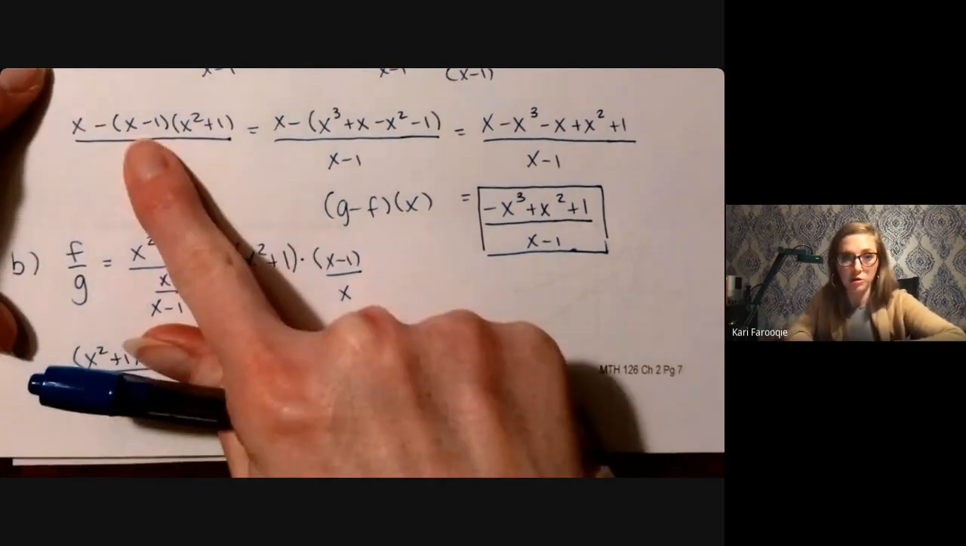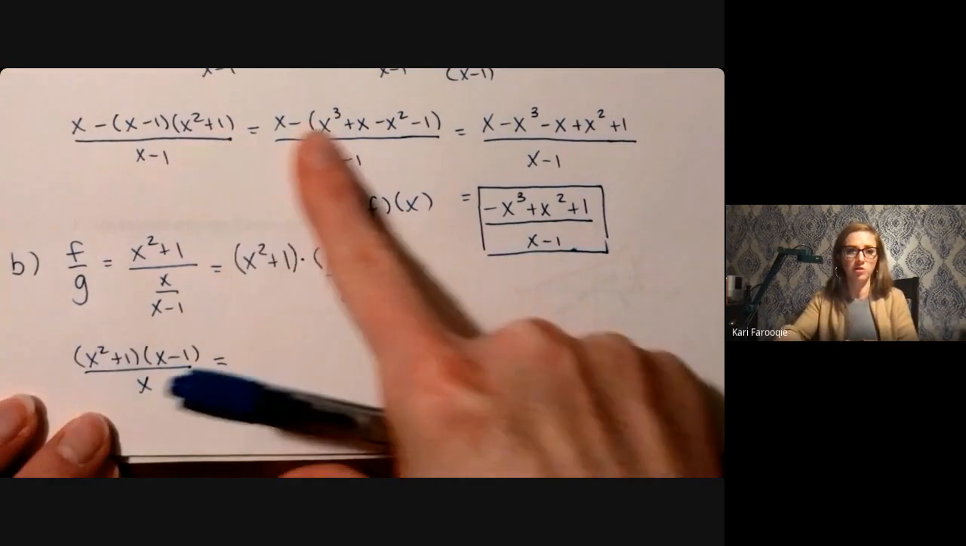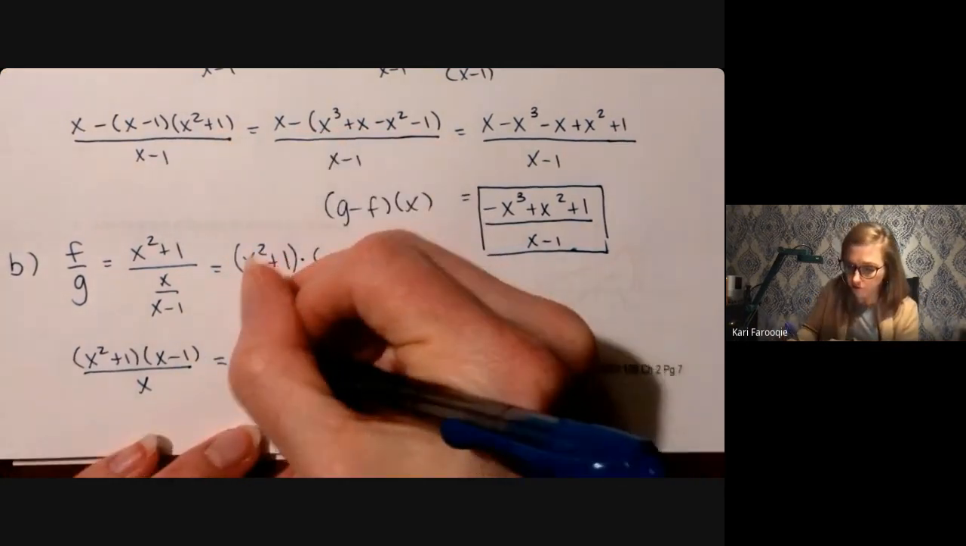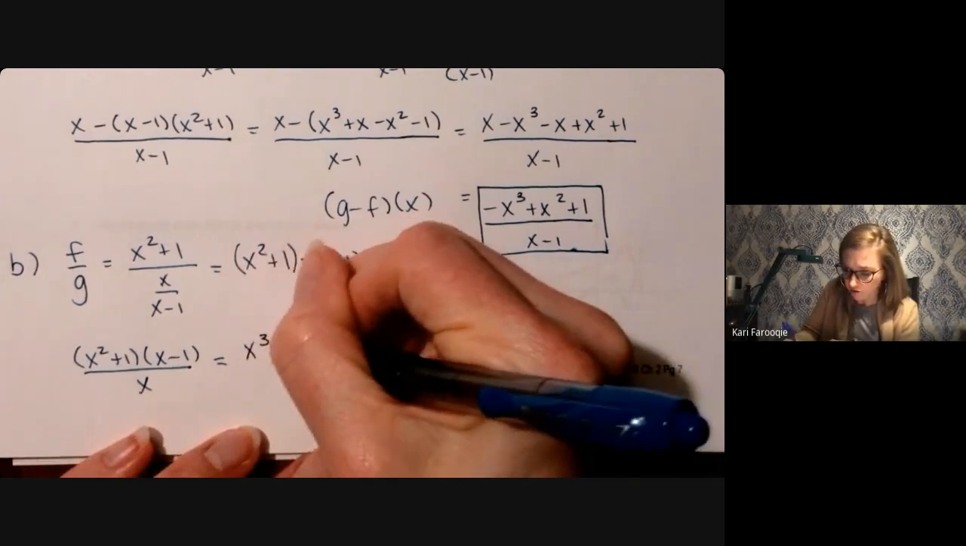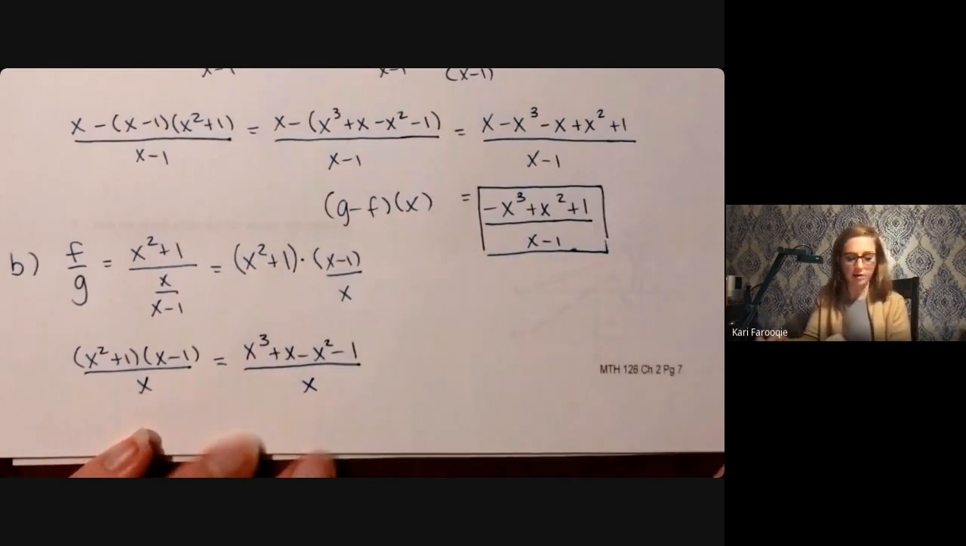So up here, we already multiplied x minus 1 by x squared plus 1. So we can just reuse that multiplication that we got in here. So this is going to be x cubed plus x minus x squared minus 1, divided by x.